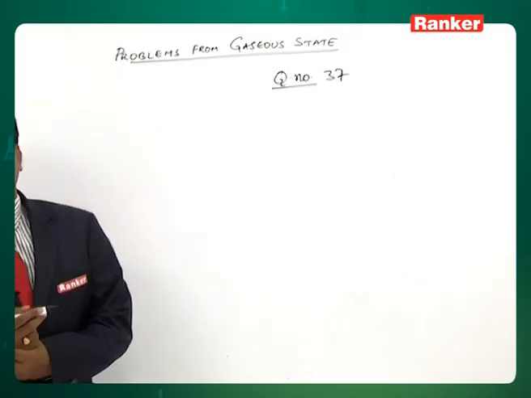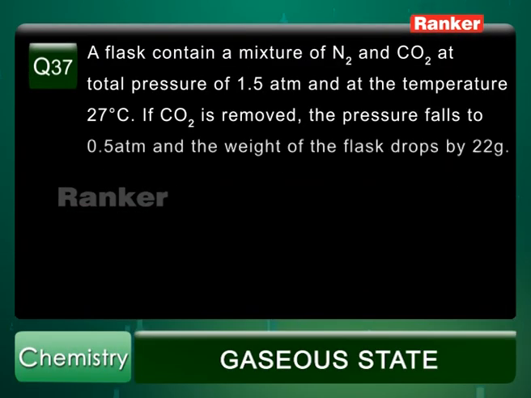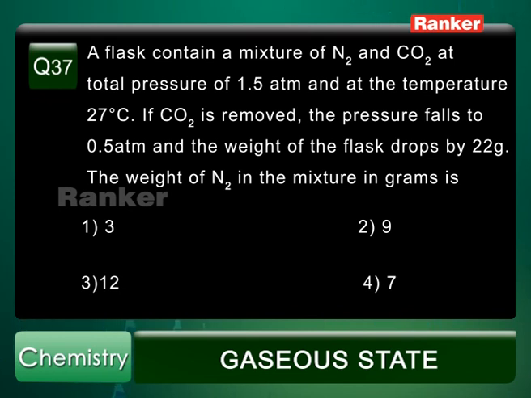Now, we go to question number 37. A flask contains a mixture of nitrogen and carbon dioxide at a total pressure of 1.5 atmosphere and at a temperature of 27 degrees Celsius. If all the carbon dioxide is removed, the pressure falls to 0.5 atmosphere and the weight of the flask drops by 22 grams. The weight of nitrogen in the mixture in grams is.